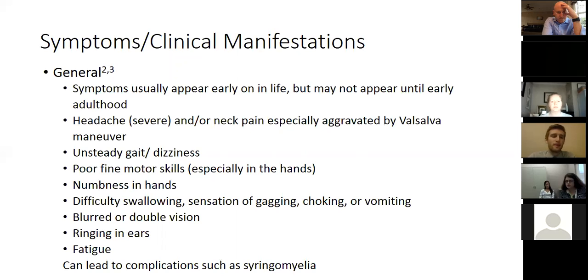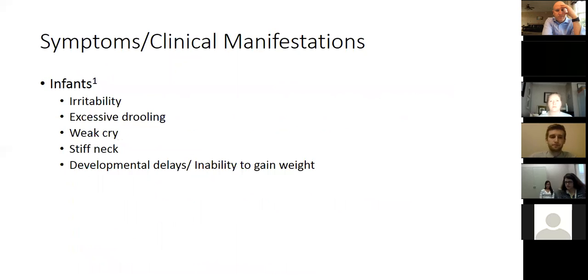There may be numbness or tingling in the hands, associated with impairment of fine motor skills. Since a lot of the areas being compressed are right around the neck and throat, patients can have difficulty swallowing, a sensation of gagging, feeling like there's something stuck in their throat, choking or vomiting. Patients commonly experience blurred or double vision, especially in more severe cases. They may also experience ringing in the ears and generalized fatigue, and it can lead to complications such as syringomyelia, which was detailed in that first MRI picture.